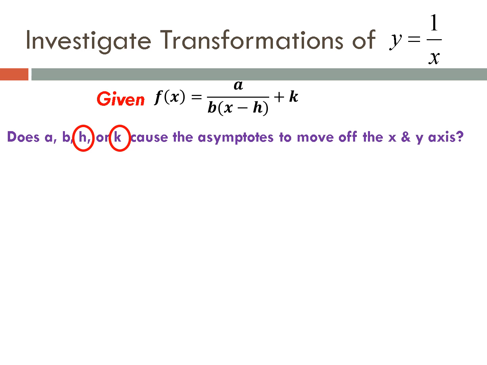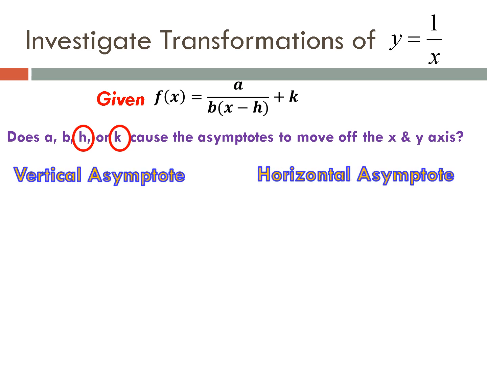A and B just stretch and shrink, they don't move it. But h moves us left or right and k moves us up or down. They all go together like they're glued in place. So if your graph shifts to the left 5, your vertical asymptote shifts to the left 5. If your graph goes up 3, then your asymptote goes up 3 because they move together.